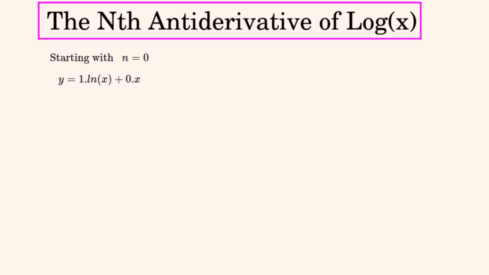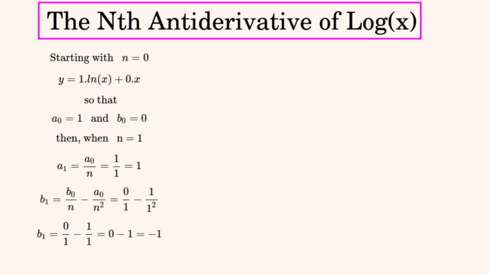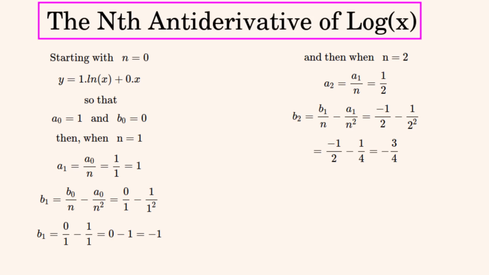We can write out log x like this so as to show us what the values of the constants are. And so we'll write down the actual value of these constants. Then we'll use the equations that we've just found to find the values of the next constants. Firstly, we'll find the next value of a. Then we'll find the next value of b, which is more complicated. And then we can use these constants to find the next constants for the second antiderivative. We'll find a first. And then we'll find b. So we've found the first two antiderivatives of log x.